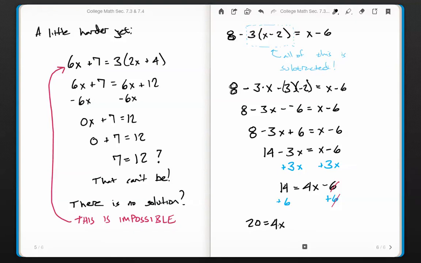So 4 times this number equals 20. Well, what does that mean? That means that x must equal 5. So that was very fast, but a very quick review of distributive property and how to use a distributive property when you're solving equations. And we'll spend a little bit more time on 7.4, where we're doing fractions.